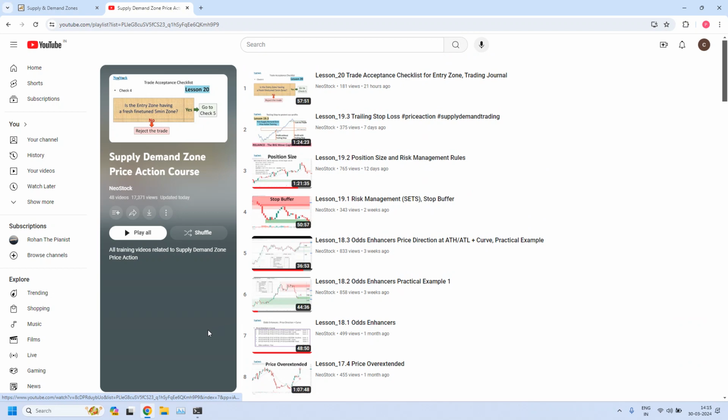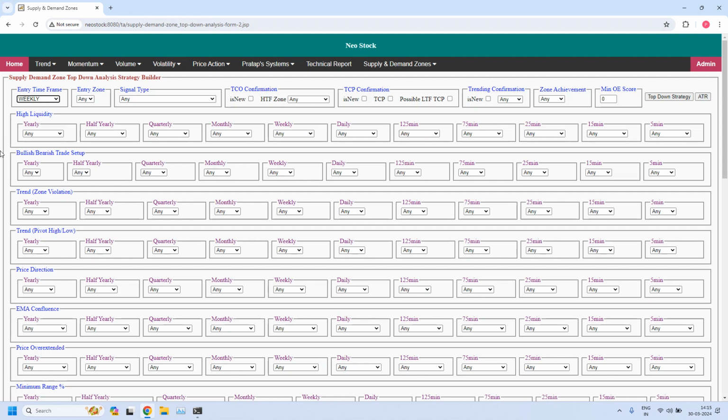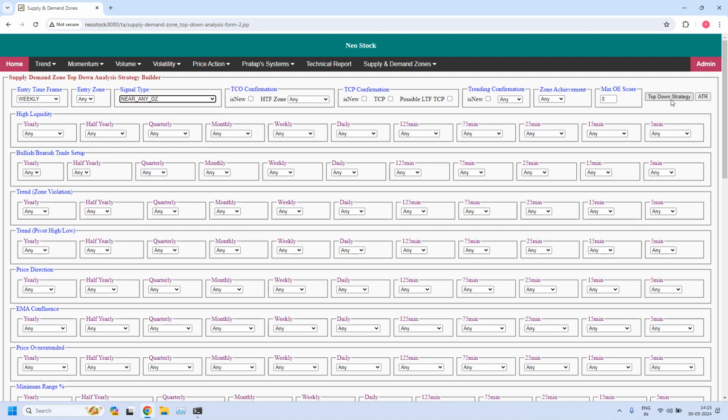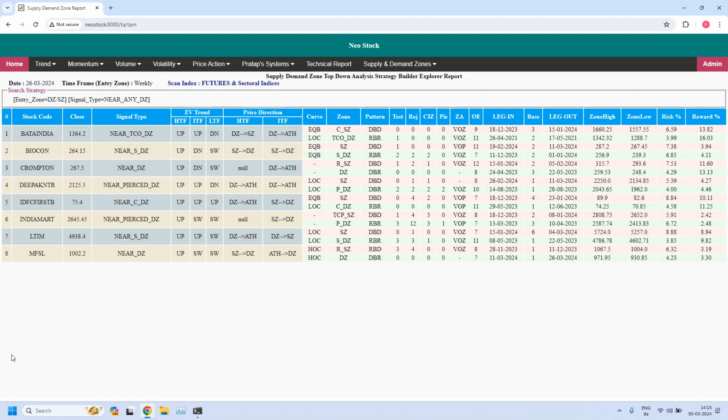Now let's get into the report generation with the help of NeoStock Software's Supply Demand Zone Top-Down Analysis Strategy Builder. So we will be generating multiple reports for weekly time frame. So entry time frame is weekly. Let us find the stocks where price is near to the weekly demand zone. So these 8 stocks are filtered. Price is near to the weekly demand zones.